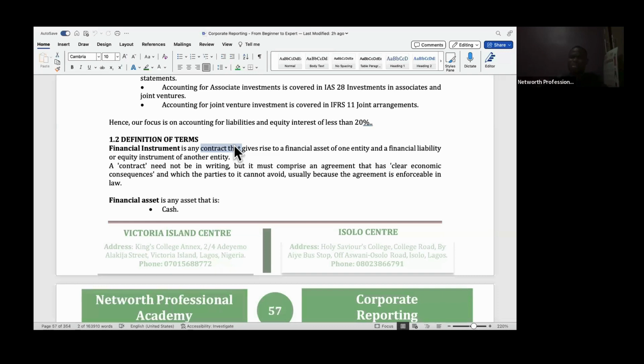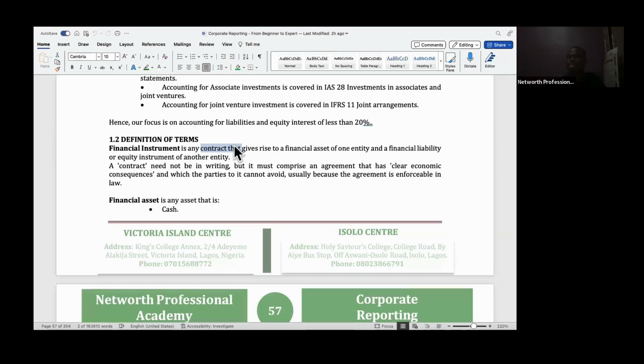And we then picked on each element of this definition of financial instrument one by one, so that we can understand it before we went ahead to give examples of financial instrument contracts. We understood that a contract need not be in writing, but it must have clear economic and legal consequences. It's that consequence that actually makes it a contract, not just any agreement. It must have consequences, meaning each party is expected to perform.